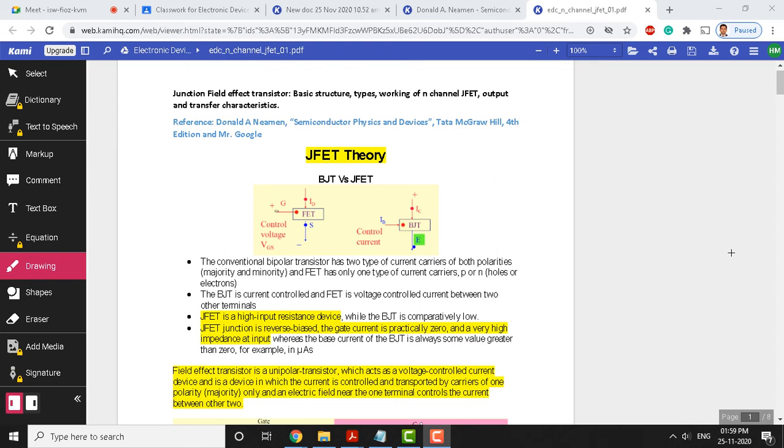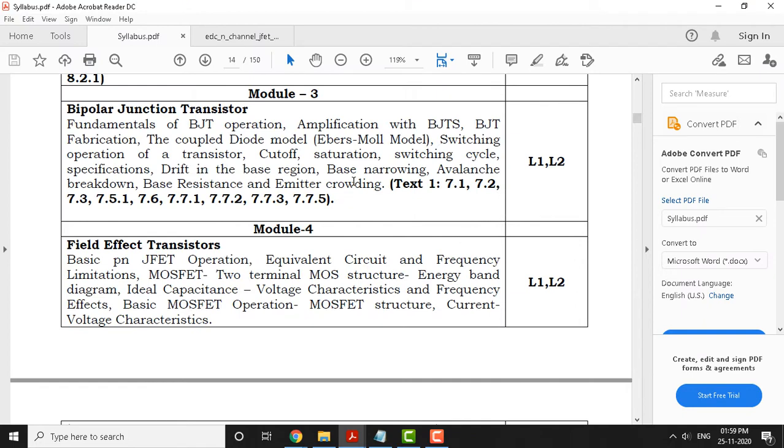Now this is module 4. Today we are going to start with module 4, field effect transistor. Let me show the syllabus for you. What are the things we need to cover in this module?